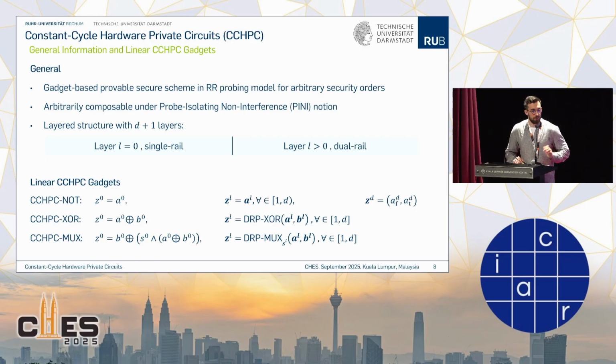The first one is the NOT gadget, which just swaps the rails of the last share, effectively inverting the unshared value. And the XOR gadget simply implements the XOR function in layer 0, and the other layers take the DRP XOR, which I just explained on the previous slide. And a similar approach is done for the multiplexer.